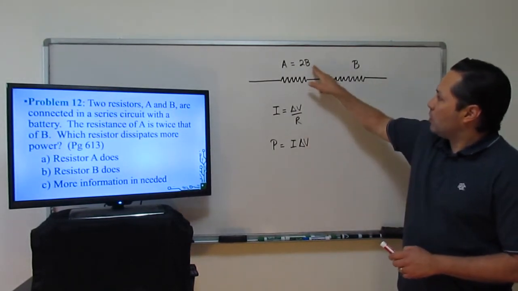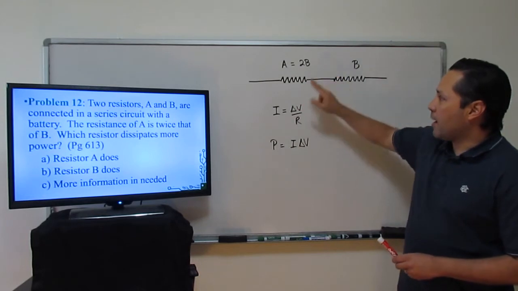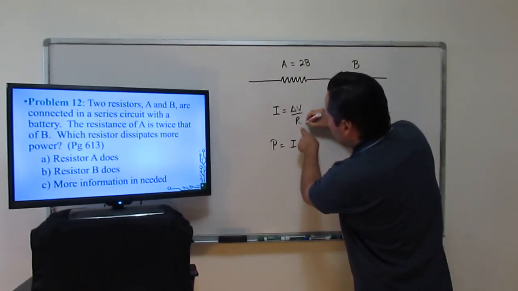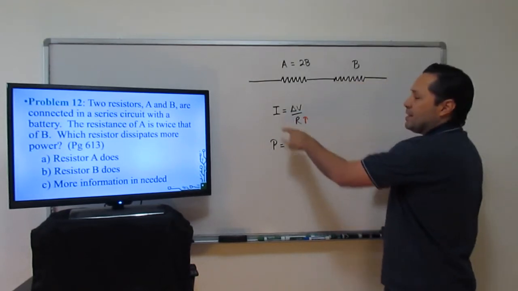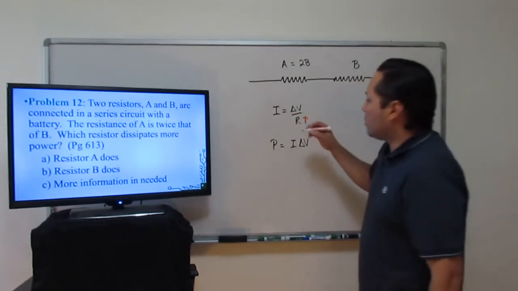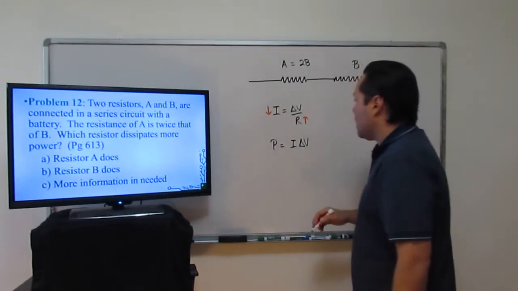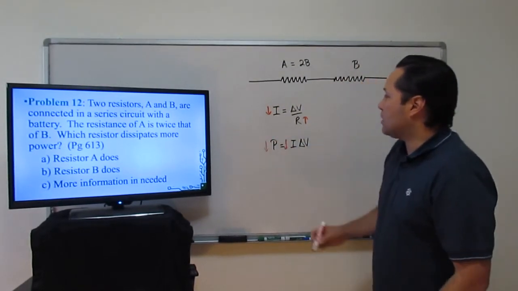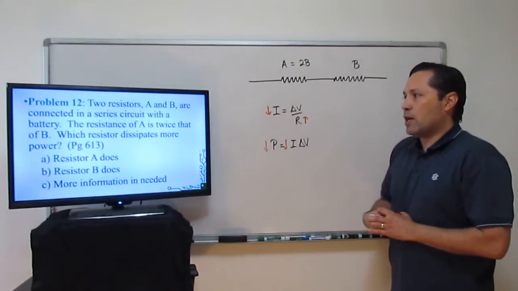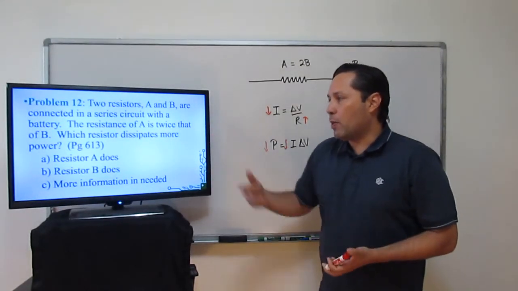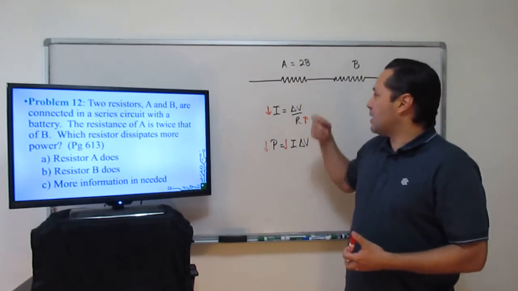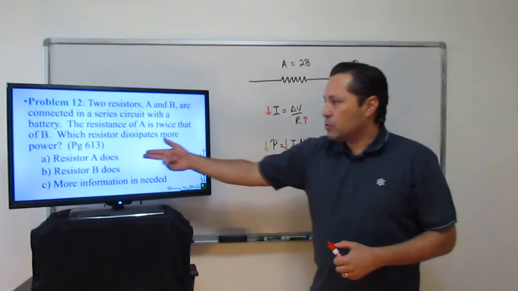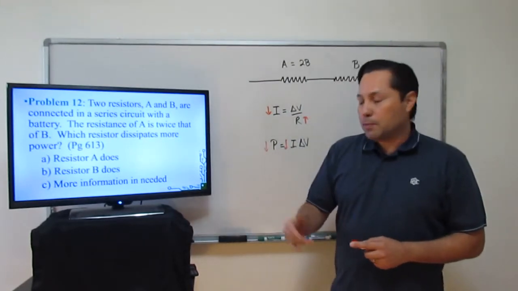All right, so let's start with A. A has a higher resistance, it's double that of B. So if we increase the resistance, what will that do? Well, that's inversely proportional to the current, so that's going to decrease the current. And if we decrease the current, what will that do to the power? It will decrease the power. All right, so they ask you which resistor dissipates more power. That will be definitely A. It has a higher resistance, which brings down the current, brings down the power. So your answer is resistor A.